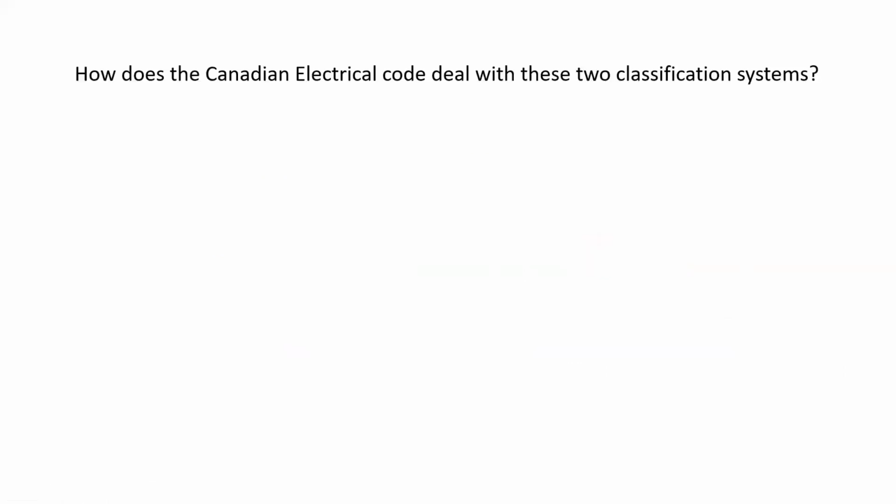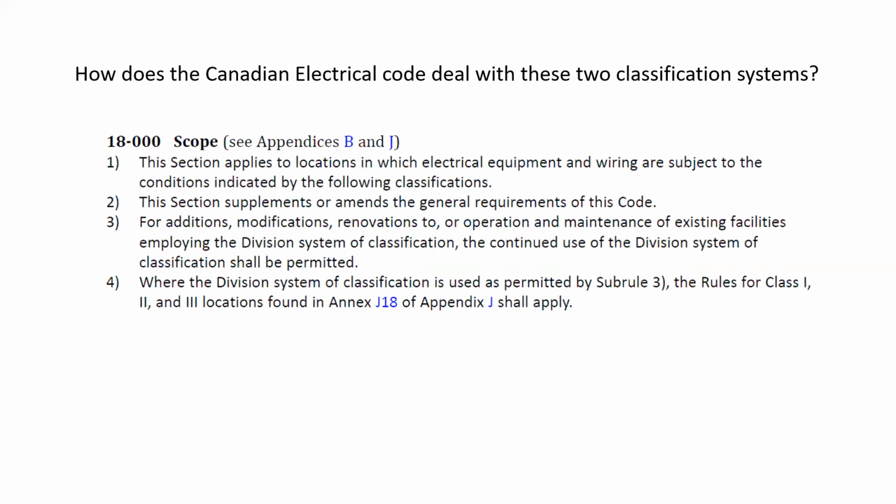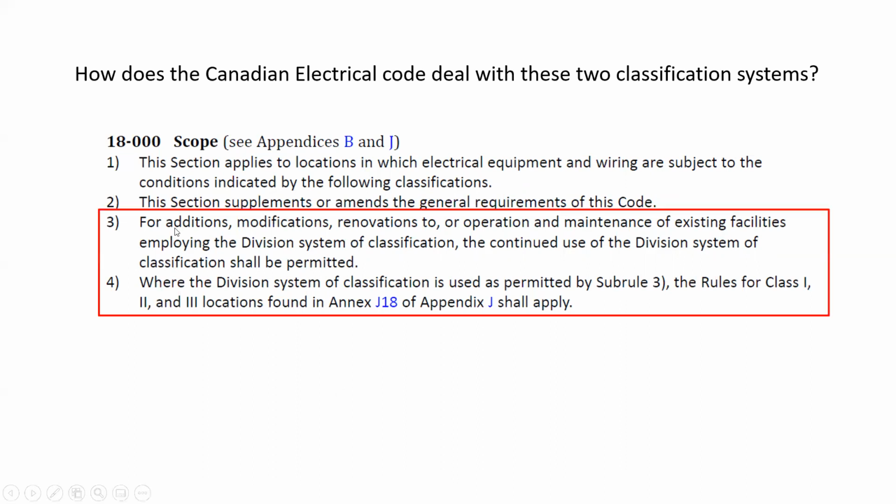So how does the Canadian Electrical Code deal with these 2 classification systems? I mean, if Canada has adopted the zone system, why on earth are you showing me the division system? Well, if we take a look at 18000, the scope of Section 18, it states the section applies to locations where it's going to be subject to the following classifications. And if we go down a little bit, it adds that for additions, modifications, or renovations, or operation, maintenance of existing facilities employing the division system of classification, they can continue to use the division system of classification.